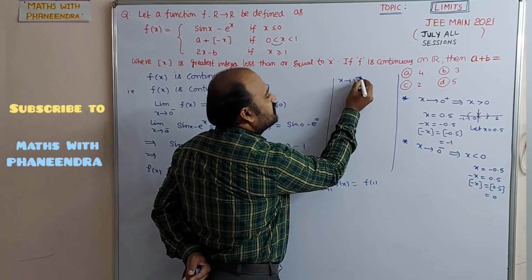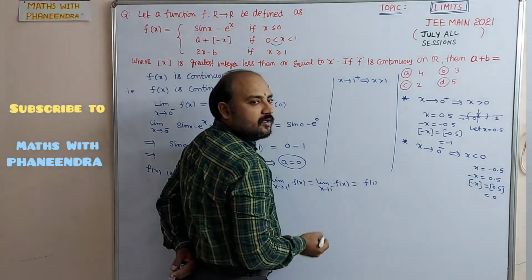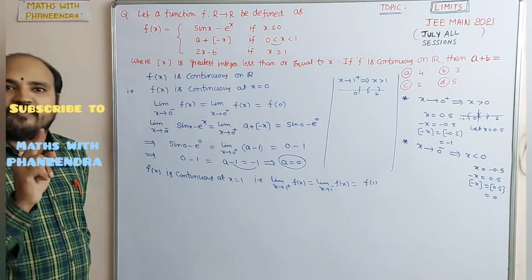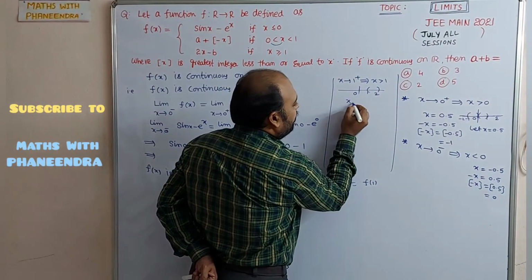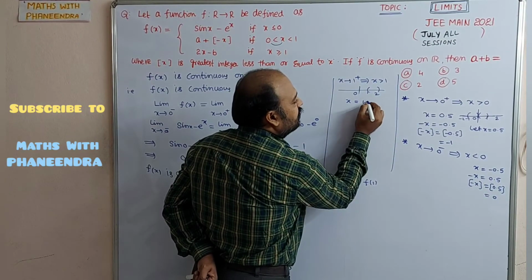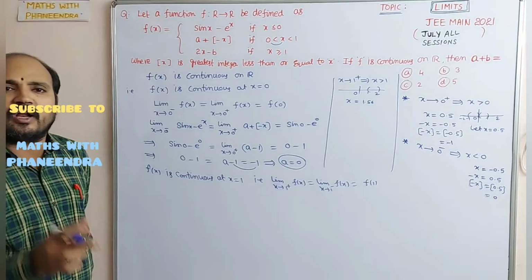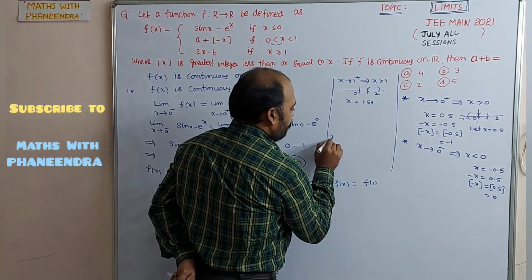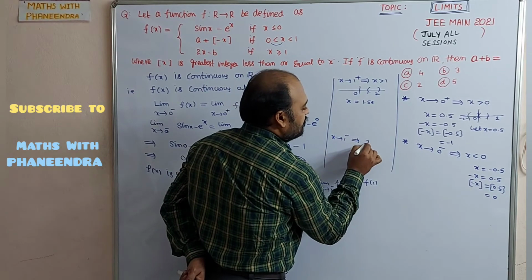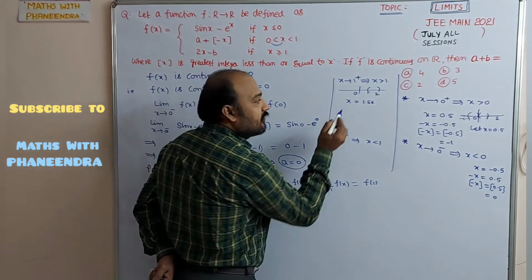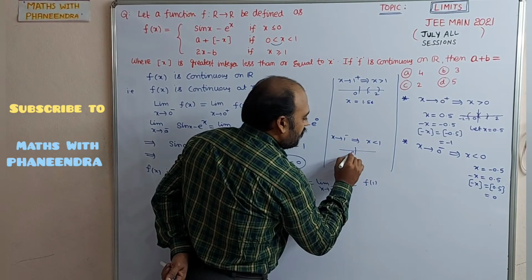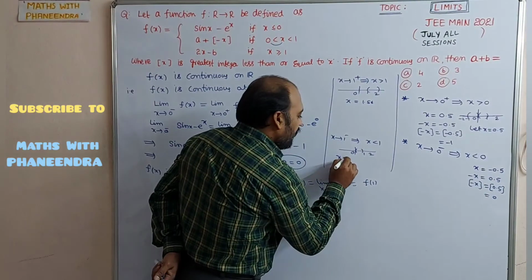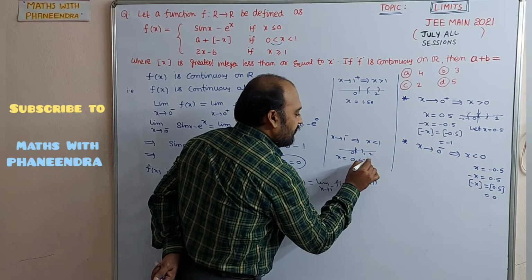x tends to 1 plus implies that x is greater than 1 on the real number line. The value of x lies between 1 and 2. I am considering here x is equal to 1.56, like anything in between 1 and 2. After that, x tends to 1 minus means x is less than 1. Again, on the real number line 0, 1, 2, in between 0 and 1 you can take the value of x. Here x is equal to 0.67, like this you can take it.